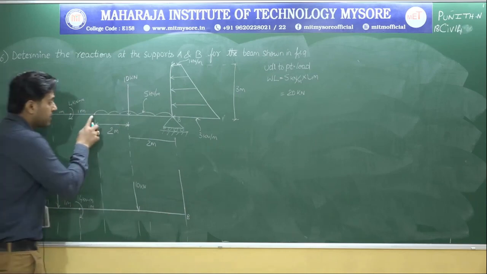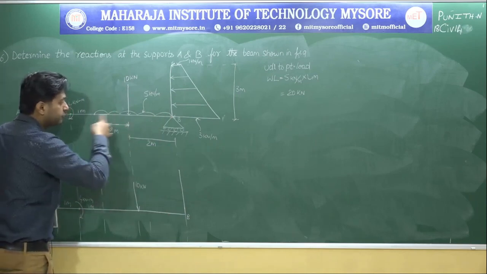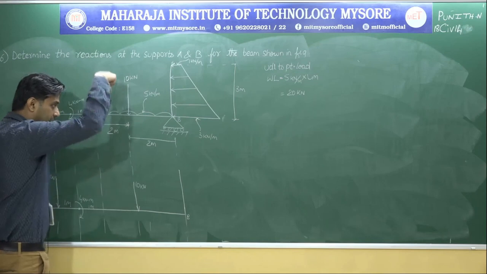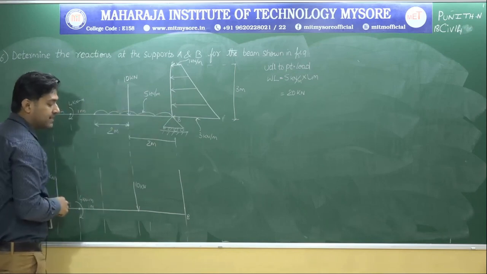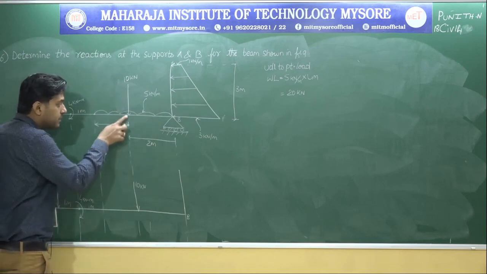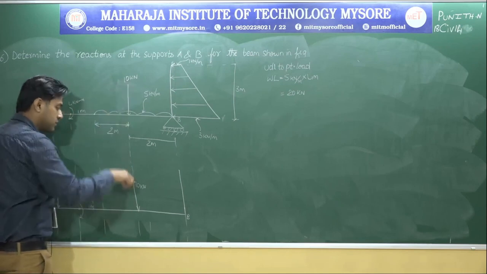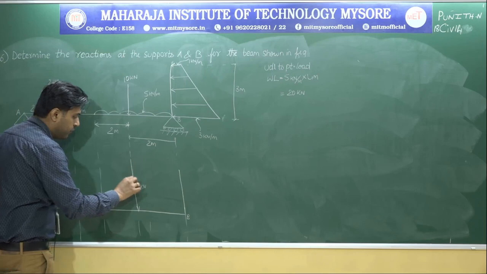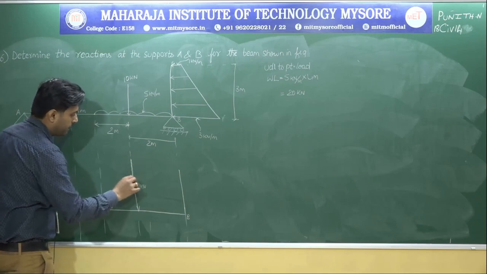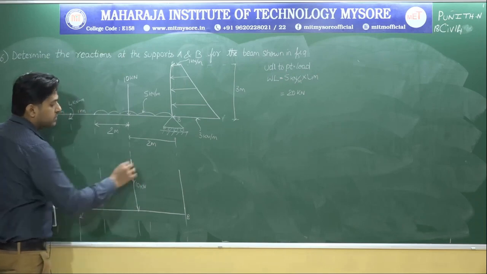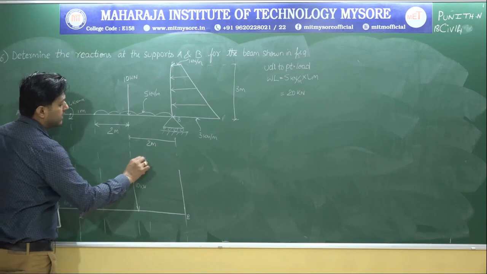Observe here. What is the total span of this UDL? 4 meter. Exactly, it acts at the center. The 20 kilonewton acts at center. Center means at this particular line. But already on this particular line 10 kilonewton is there. So on that itself there is one more load acting. Okay, so that is 20 kilonewton.